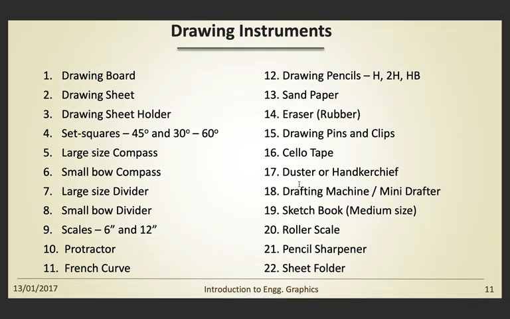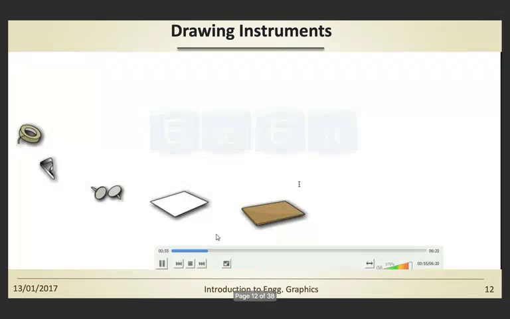So there are 22 drawing instruments, namely which you will need always: drawing board, drawing sheet holder, set squares, compass, divider, scales, protractor, French curve, pencils, sandpaper, eraser, drawing pins and clips, sellotape, handkerchief, mini drafter, sketchbook, roller scale, pencil sharpener and sheet folder. So these are the drawing instruments. Some of the pictures are here.